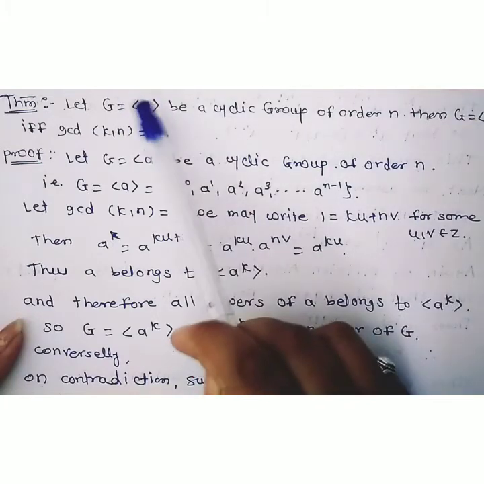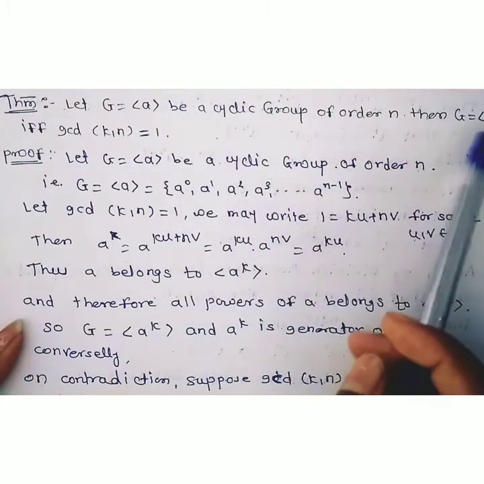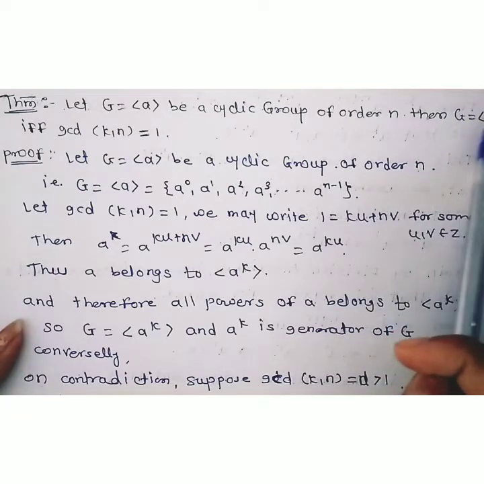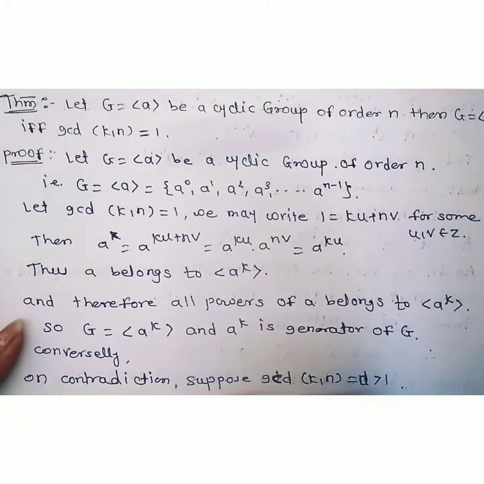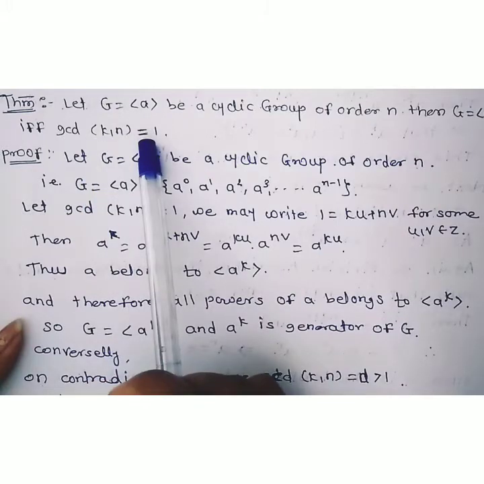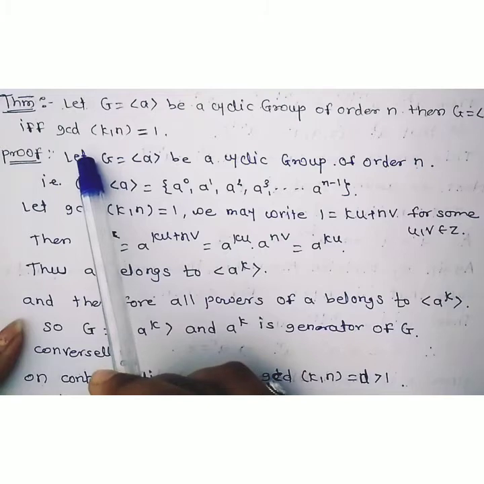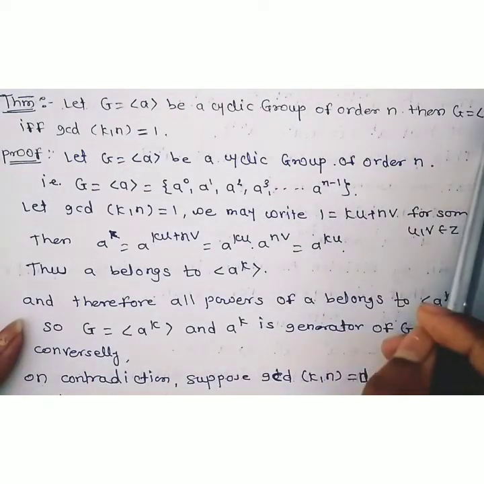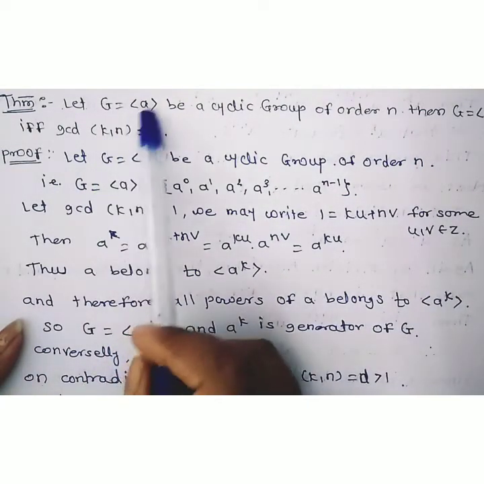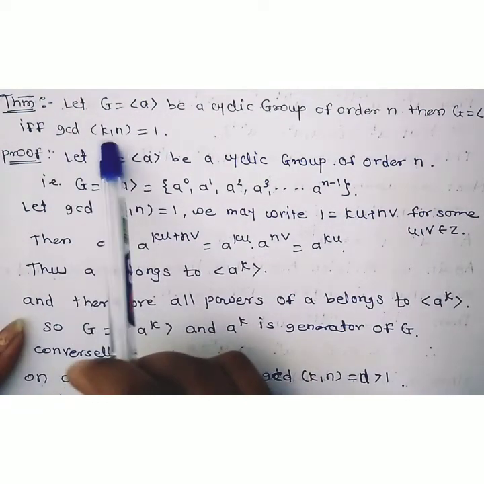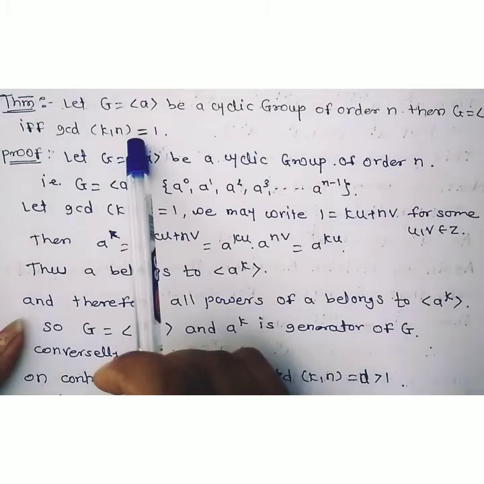If we take some power of A, G is also generated by that element. G is equal to the set generated by A to the power k if and only if GCD of k with n is equal to 1. This is possible whenever the GCD of k and n, where n is the order of the element, is 1.